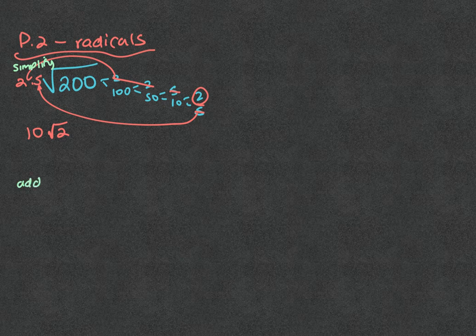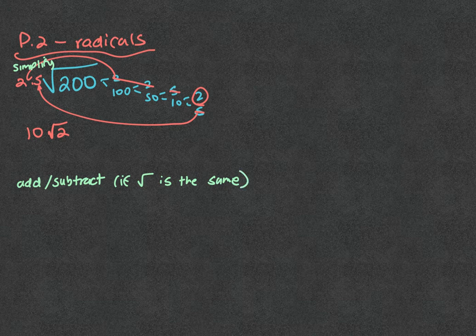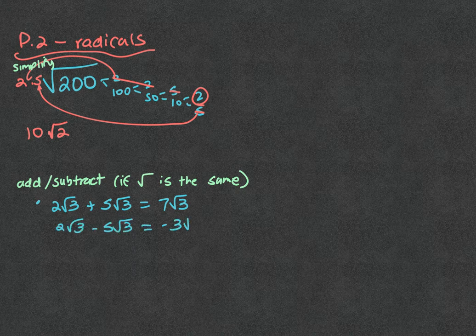Then we add and subtract. And we talked about this already, actually. It can only be done if the square root is the same. So 2 square root 3 can only be added to something that has a square root 3. Or subtracted, same thing. 2 square root 3 minus 5 square root 3 would be -3 square root 3.